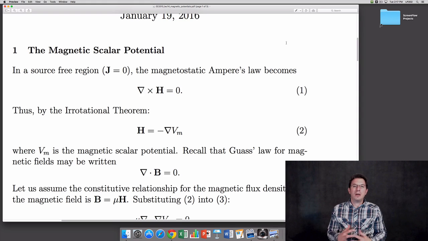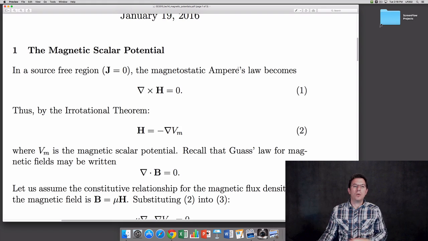Remember, we've been studying magnetostatics, so we're not allowing any non-zero time derivatives. All the derivatives with respect to time fall out of Maxwell's equations. In that situation, the magnetostatic Ampere's law is the curl of the magnetic field is equal to capital J, the electric current density, in amps per meter squared.